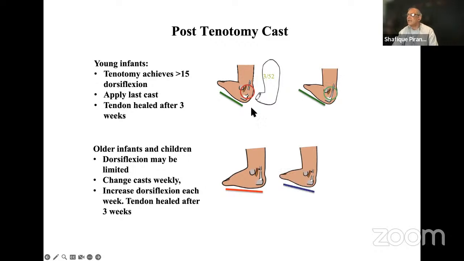a corrected foot. In older children, dorsiflexion may be limited. You only might get 10 degrees. So in that case, you need to apply a cast for a week and then come back and put on the cast. Keep changing the cast every week until you get maximum available dorsiflexion.